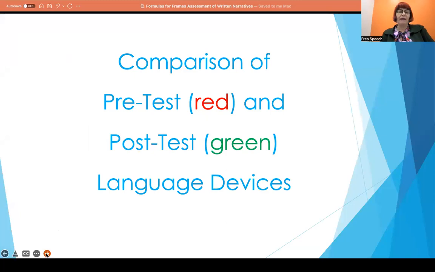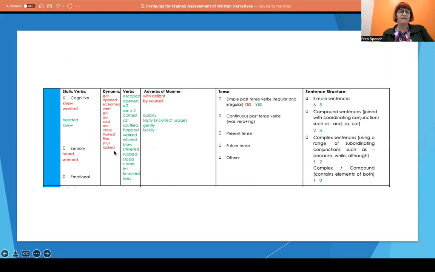So I've compared the pre-test in red with the post-test in green, language devices. So let's have a look and see what she did. Again, we know that there's a very similar number of cognitive, and in fact very similar kinds of cognitive verbs, and only in the pre-test did she use sensory verbs.